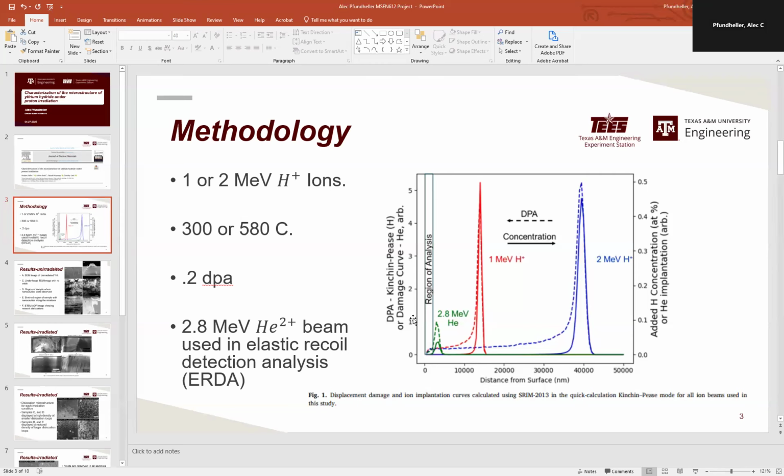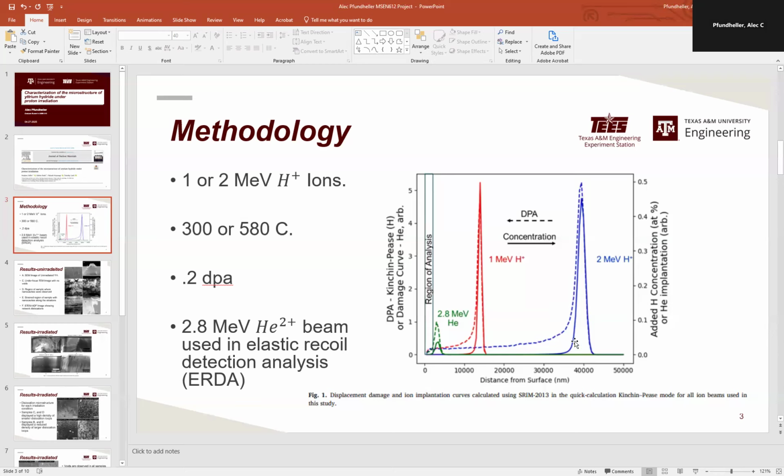Then you have this graph over here. These are SRIM simulations of depth profiles of the different ion beams into the yttrium hydride. This red curve corresponds to the 1 MeV hydrogen, and this blue curve corresponds to the 2 MeV hydrogen beam. They don't mention this in the study for some reason, but these dotted lines stand for the dpa, the damage the ions have created inside the material. Then this solid line is the injected interstitials, or the injected hydrogen ions.